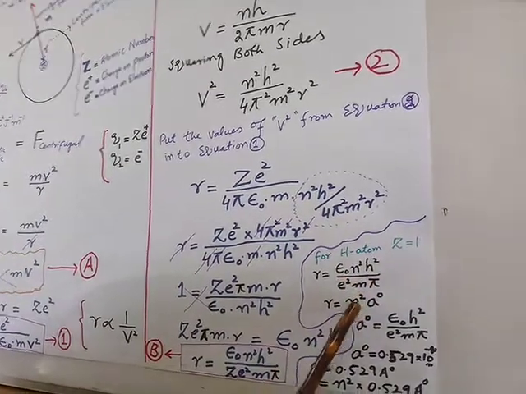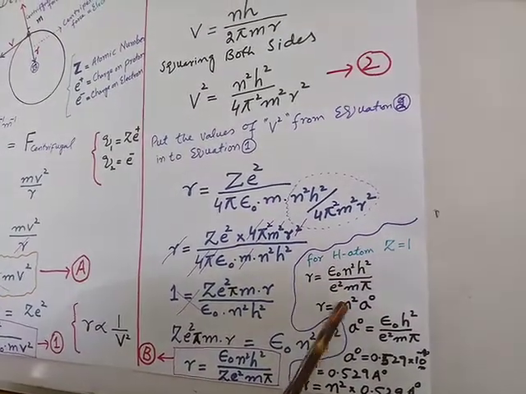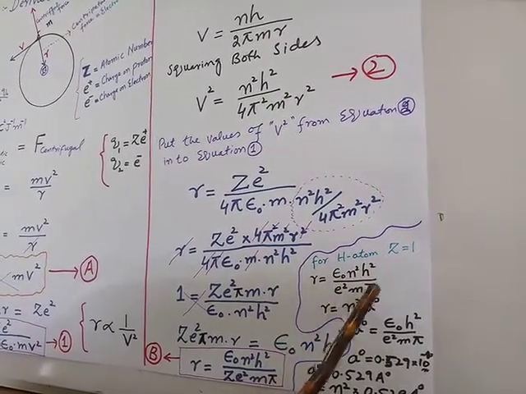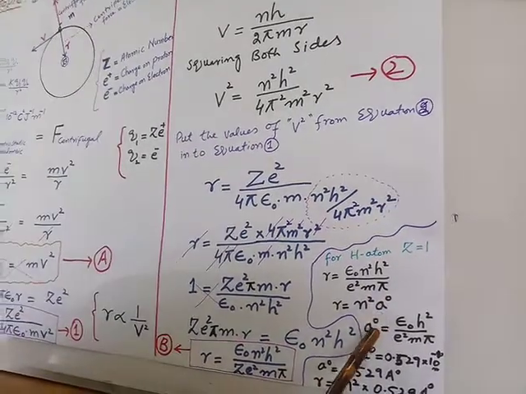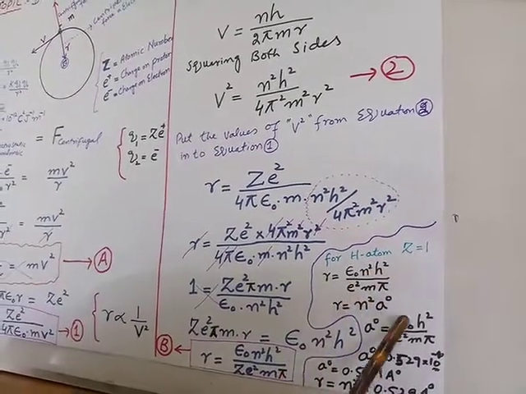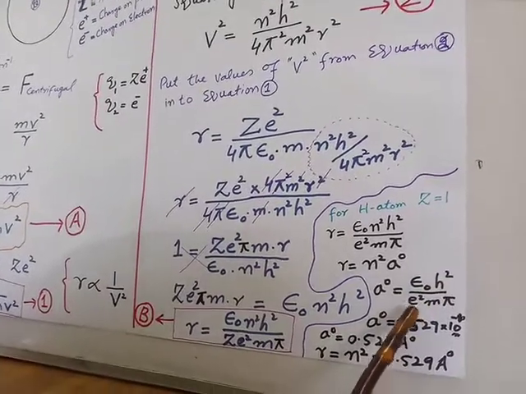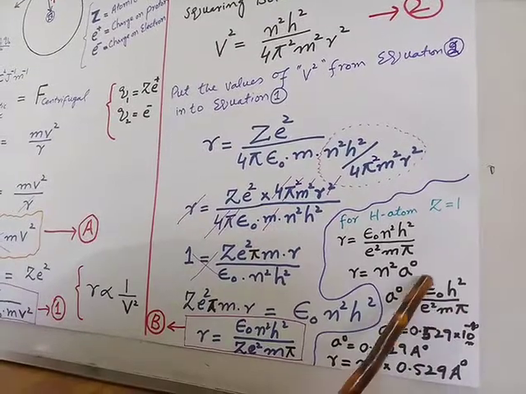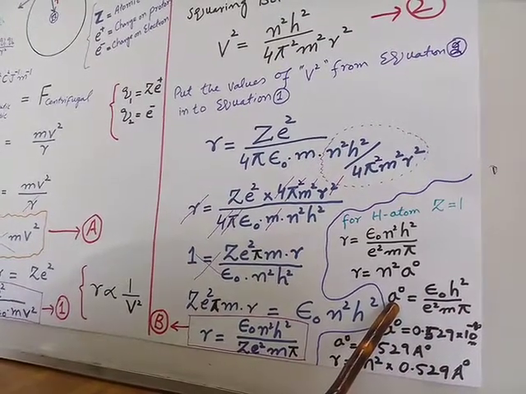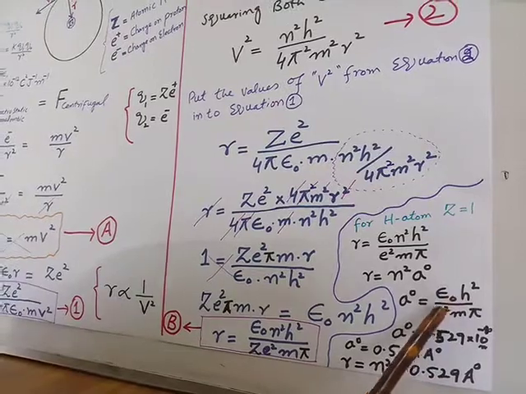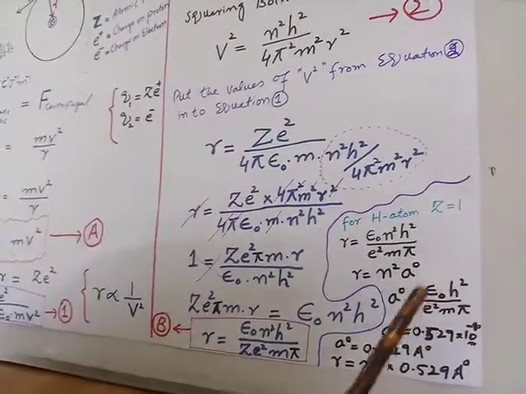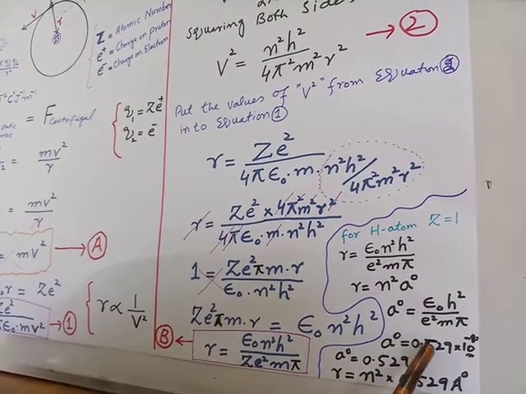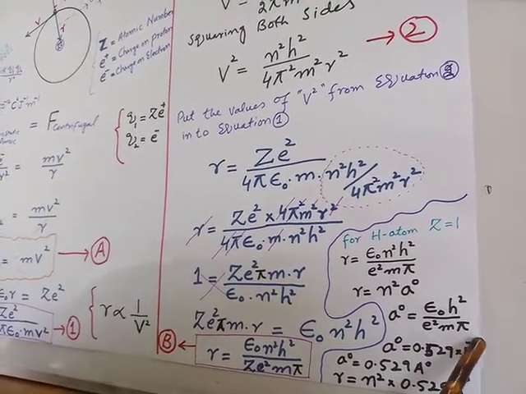So I have retained n square, and instead of all these constants, epsilon naught, h square, e square, m, pi, I have written a naught. a naught is equal to all these constants. And if we put the values of these constants and calculate, we find that a naught is mathematically equal to 0.529 times 10 to the power minus 10.